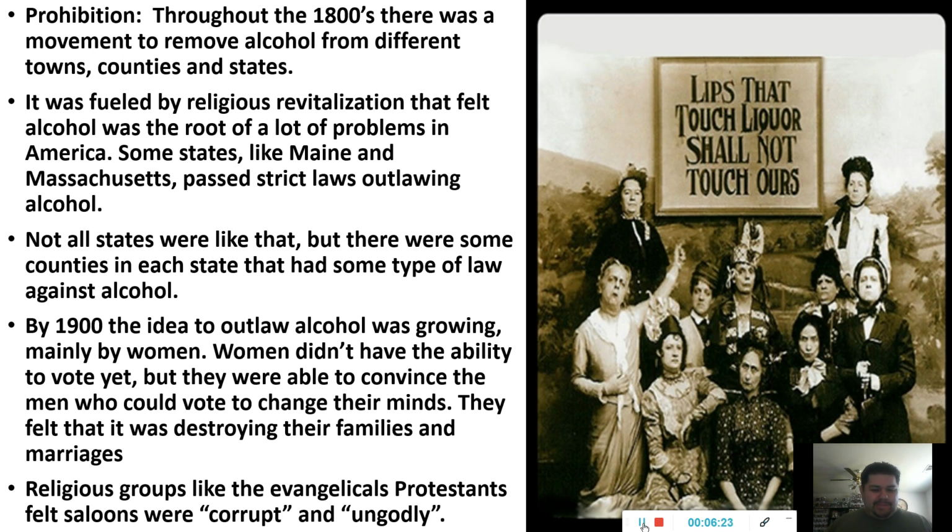All right. Now, there was one religious group that was very much in the forefront of saying alcohol was bad, and that was the evangelical Protestants. They felt that the saloons, the bars, as they call them, were corrupt and ungodly, that they were the ones pushing sin. If they got rid of the bars, then people couldn't buy alcohol, they would just go home, have money, spend time with their kids, and maybe get some rest, things like that.